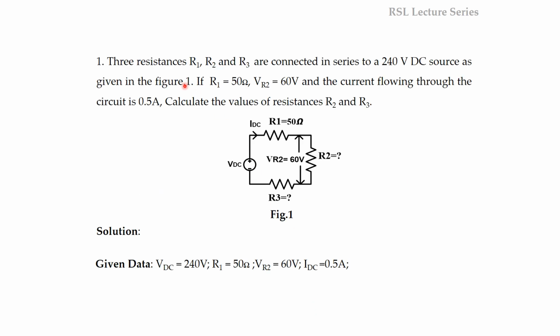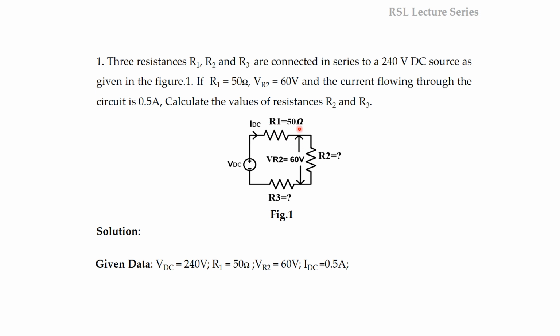So first one: three resistances R1, R2 and R3 are connected in series to a 240 volts DC source as given in figure 1. Okay, this is the circuit given. Here three resistances R1, R2 and R3 are connected in series across a voltage source of 240 volts. Okay, so if R1 is equal to 50 ohms, VR2 is equal to 60 volts and current flowing through the circuit is 0.5 ampere, calculate the values of the resistances R2 and R3.